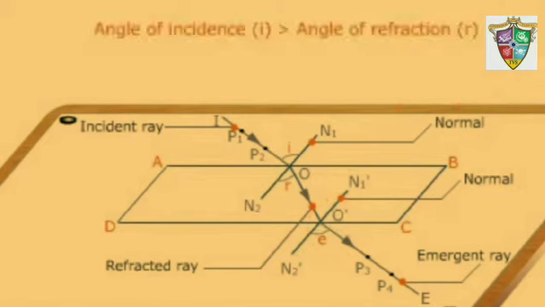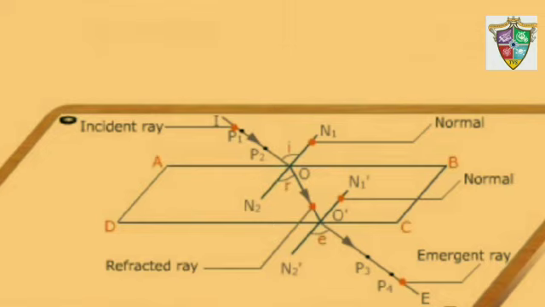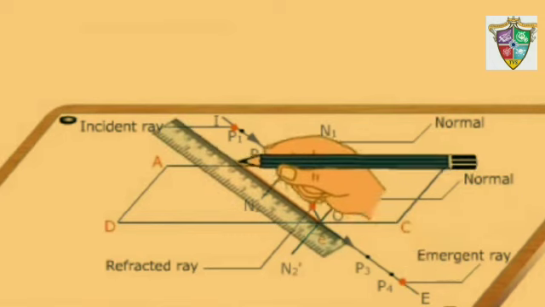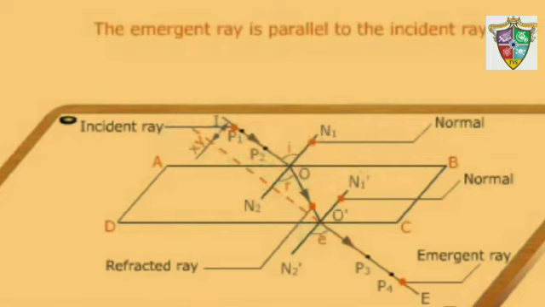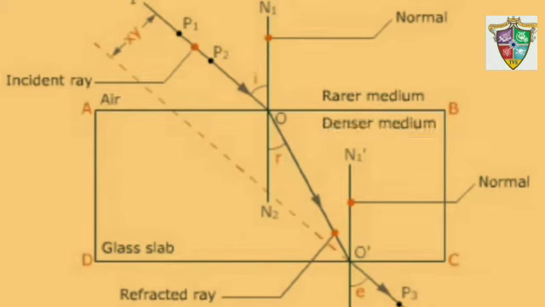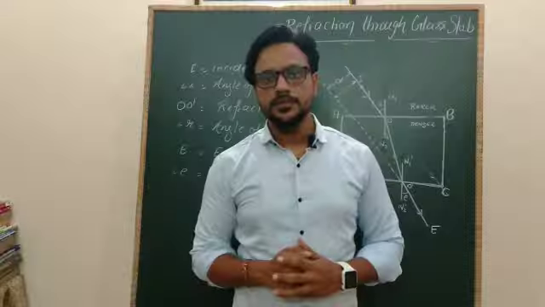We will get that the angle of incidence is greater than the angle of refraction, and the angle of incidence is equal to the angle of emergence. If we extend the emergent ray in the backward direction, we will get that the incident ray is parallel to the emergent ray, and XY is the lateral displacement. This is the ray diagram for refraction through a glass slab. We will get that when the ray goes from the rarer medium to the denser medium, it bends towards the normal, and when it goes from the denser to the rarer medium, it goes away from the normal. Thank you.